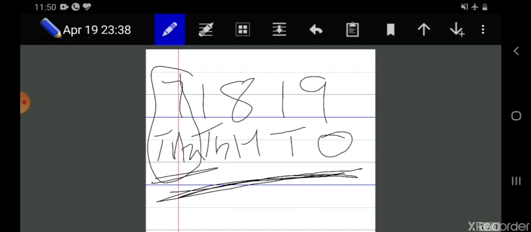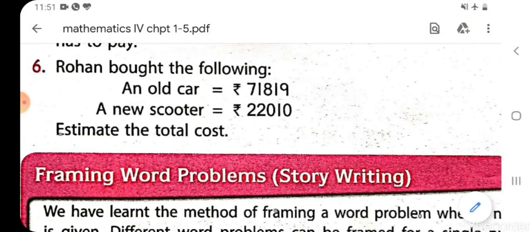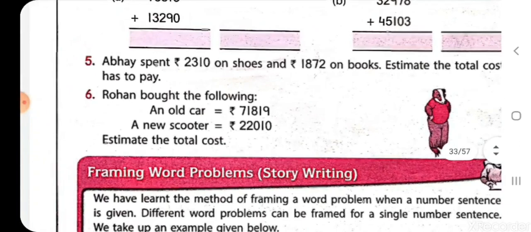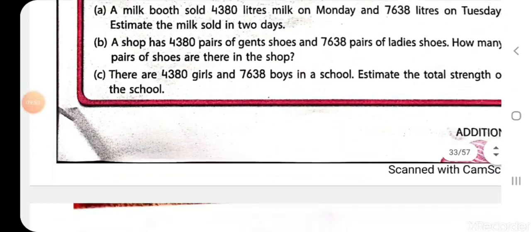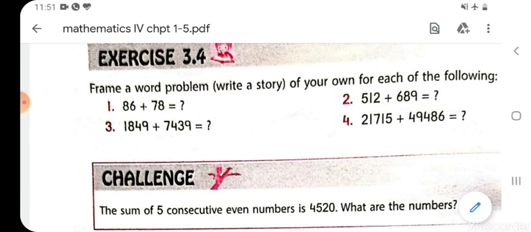Clear? So after estimation, the estimated values of both the old car and the new scooter will come, and after that you will add. So this is your homework. This question you will do yourself only. Question number 6 of exercise 3.3. Moving to the next. The exercise is done. Now moving to the next exercise.